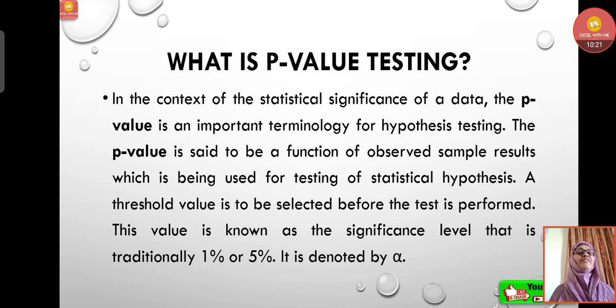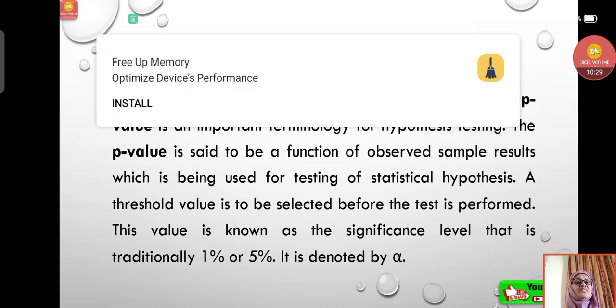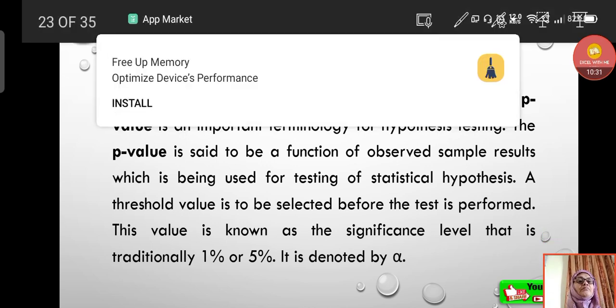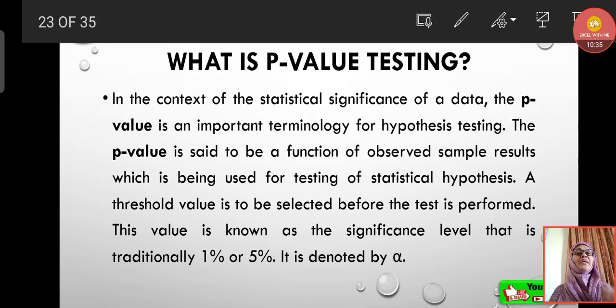Now what is p-value testing? In the context of statistical significance of the data, the p-value is an important terminology for hypothesis testing. That is, the p-value is said to be a function of observed sample results which is being used for testing of statistical hypothesis. A threshold value is to be selected before the test is performed.